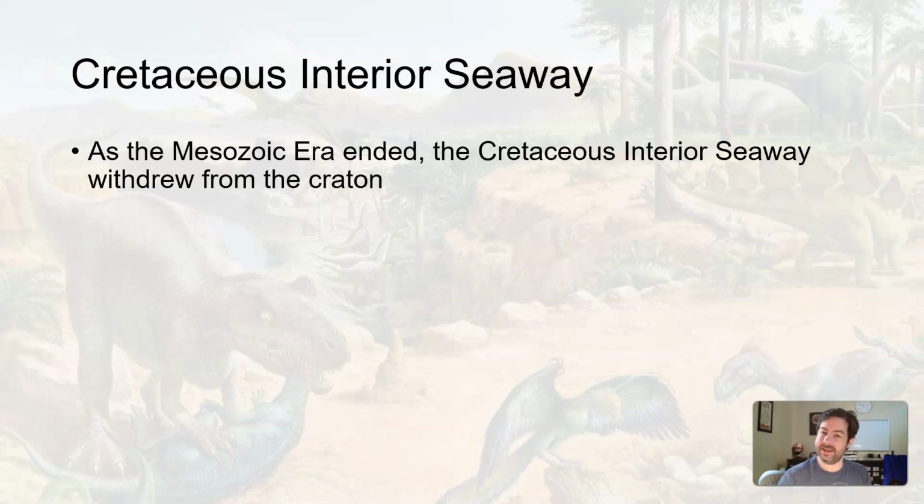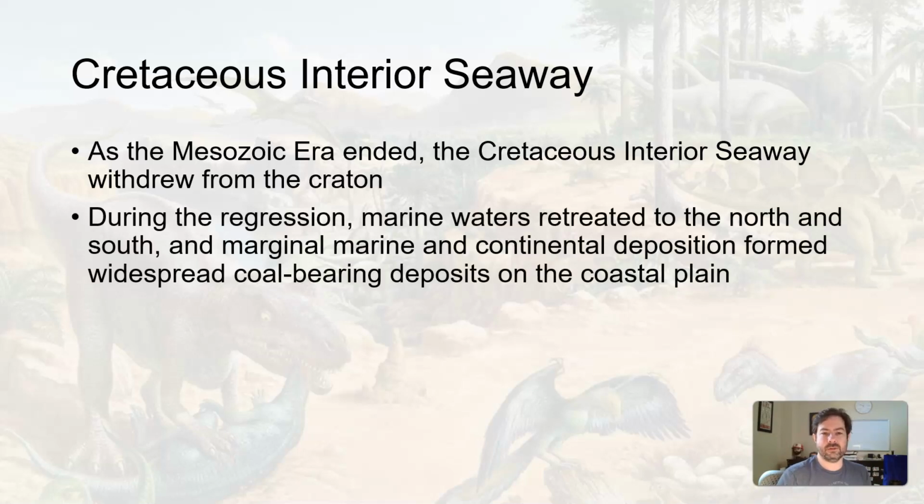As the Mesozoic ended in the Cretaceous, the seaway withdrew from the craton. During the regression, water retreated to the north and south, obviously. Depositions of sediment occurred, both marine and terrestrial. And then there were also coal-bearing deposits on the plains of the coast of this interior seaway. So we get some coastal deposits now in the middle of the U.S. due to this Cretaceous interior seaway.